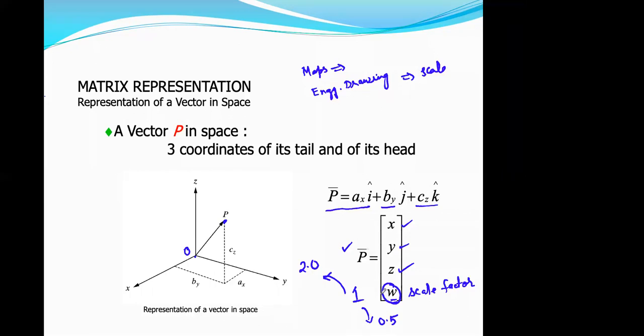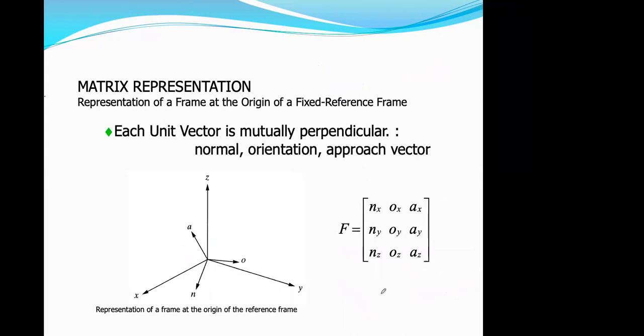So in that aspect we have to talk about the matrix representation, and a vector p in space can be described by the 3 coordinates of its tail and of its head. So that is an important part. So let us have the new representations.